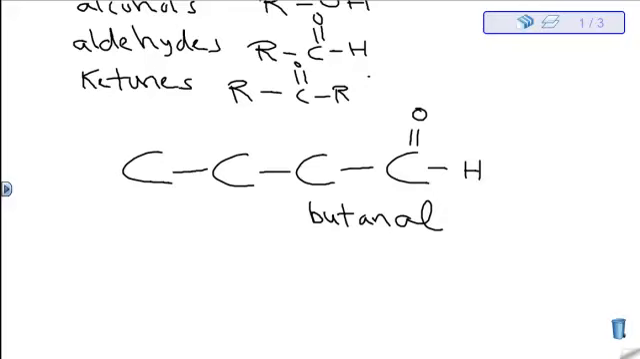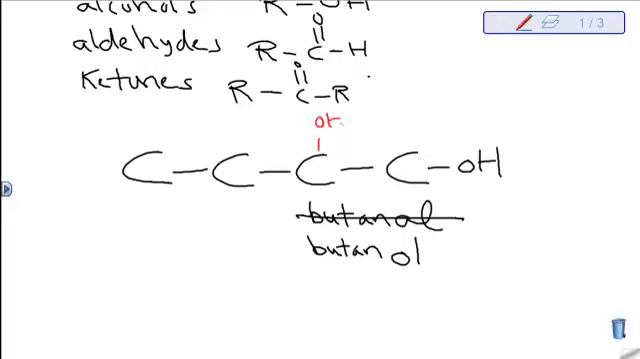If, however, the end was not an aldehyde group, say it was this, that's a different story. This is an alcohol, so it's not butanal, it's butanol. But I need to indicate where the alcohol is attached, because it would be different if the OH was attached here. That's a different compound. So this compound is known as 1-butanol. If the OH were where I scribbled this one out, that would be 2-butanol.